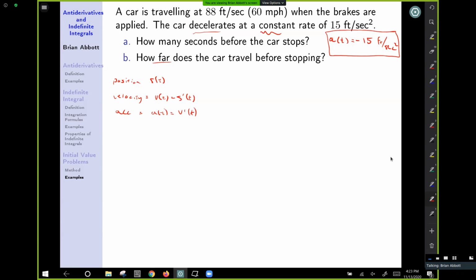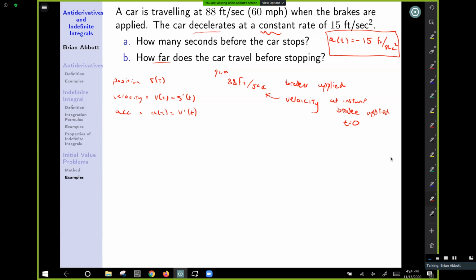So what else are we given? We are given that the car is going 88 feet per second, and then the brakes are applied. So 88 feet per second is a velocity, and that's the velocity at the instant the brakes are applied. This is when we're going to start counting time. It's all about slowing down, so we start counting time when we start slowing down, at time equals 0.